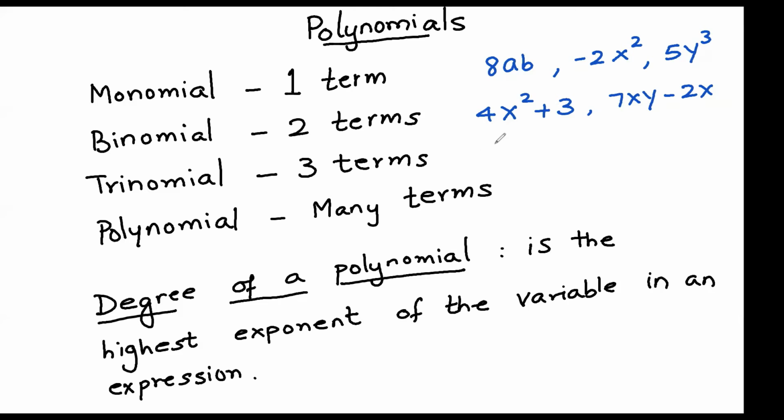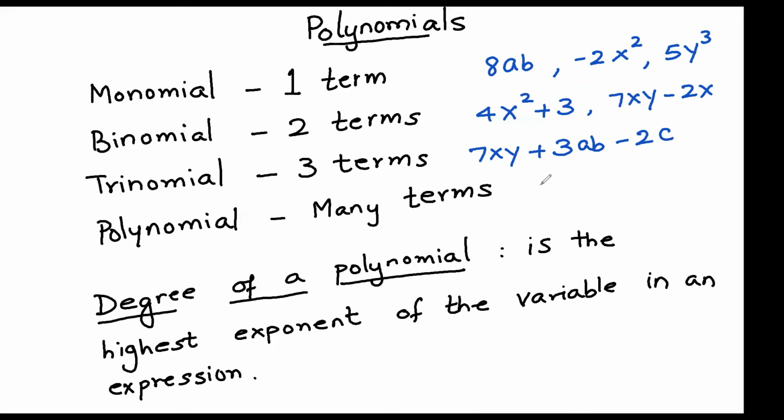A trinomial is an expression with three terms. So if you have 7xy plus 3ab minus 2c, that's a trinomial. We have three terms. 7xy is one term, 3ab is another term, negative 2c is the third term. So when you have three terms, we call that a trinomial. When you have more than three, in general, we call them polynomials.